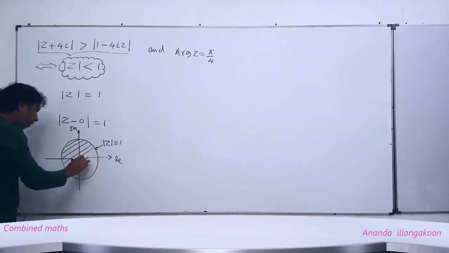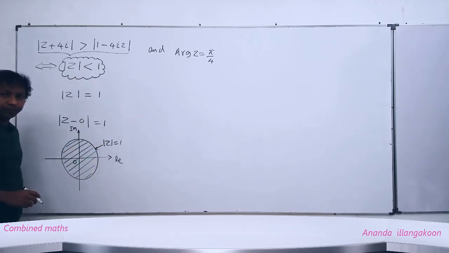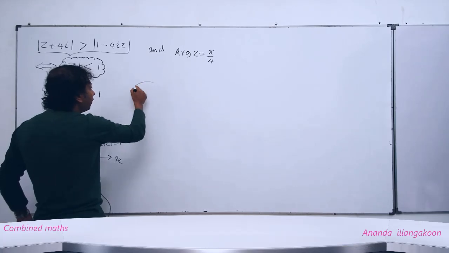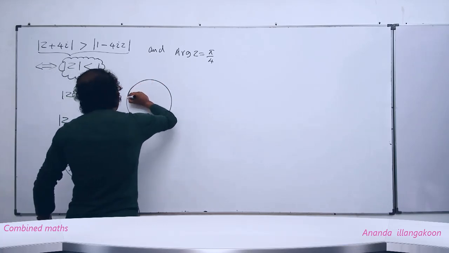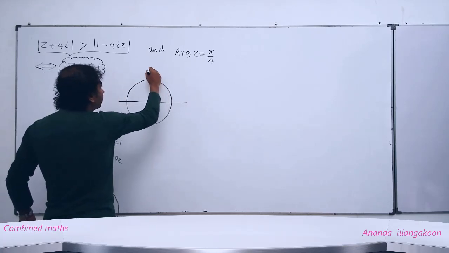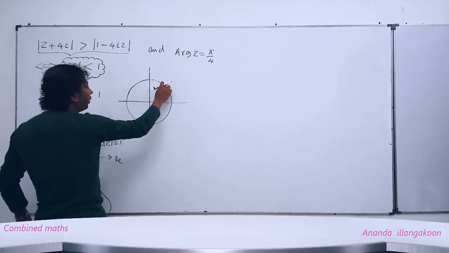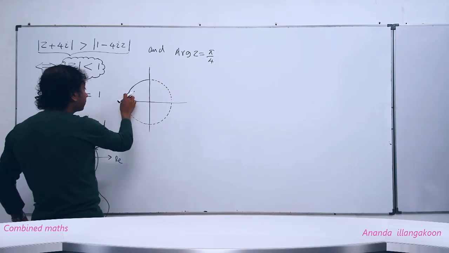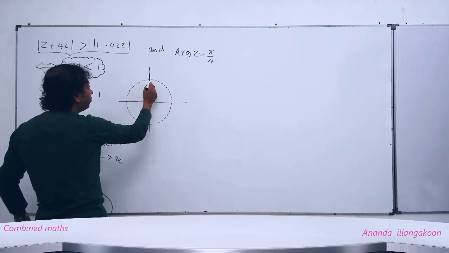So in this case, really remember, since we don't have an equal sign here, when I construct the circle like this, we have to draw it with broken line segments. Then this is the region inside the circle.